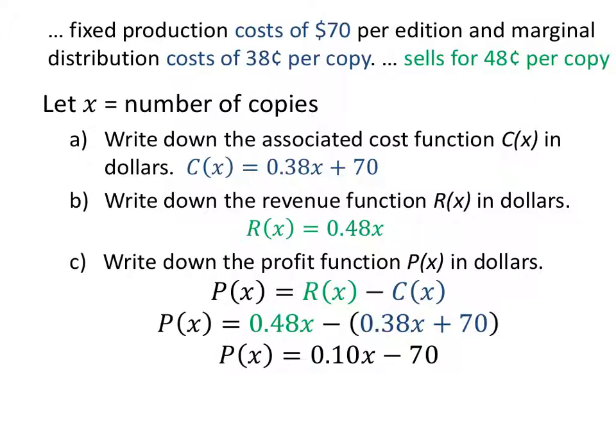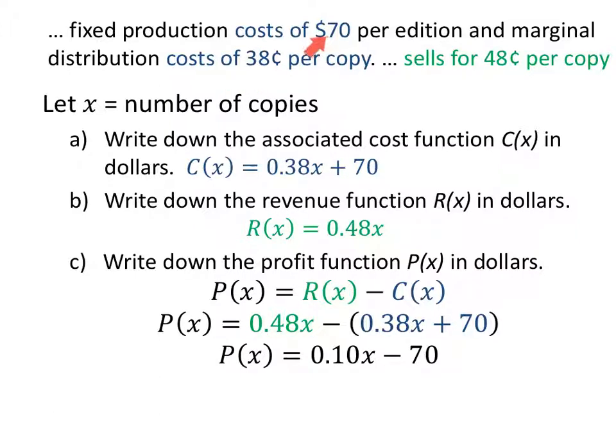Alright, so all of that, your college newspaper, blah, blah, blah, that's encapsulated in the ellipses. The important part: fixed production costs of $70 per edition and marginal distribution costs of 38 cents per copy. Let's let X... It looks like there's a "per edition." Now, am I talking about editions? Am I talking about copies? This is what varies, right?